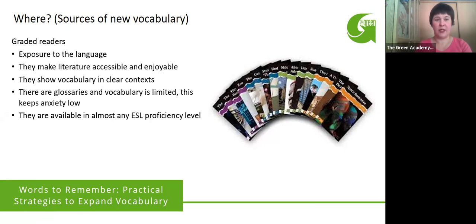These readers are available at almost all levels, starter to proficiency. And finally, they show you how the language works. They show not only collocations, but also how words are combined in phrases, in sentences, then how sentences are connected into paragraphs, and finally the whole text.